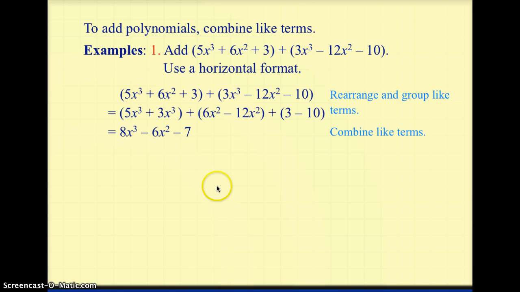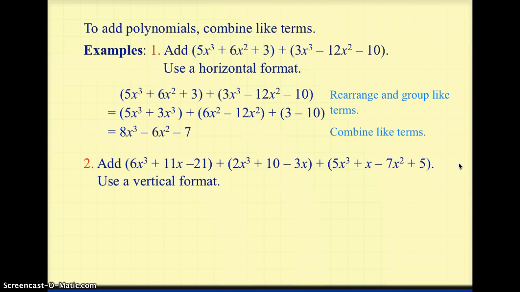The next step is to combine the like terms. So 5 plus 3 is 8, so I have 8x to the third. The next one is 6 minus 12 is negative 6, so it's negative 6x to the second. And then 3 minus 10 is negative 7. So my final answer is 8x to the third minus 6x squared minus 7.